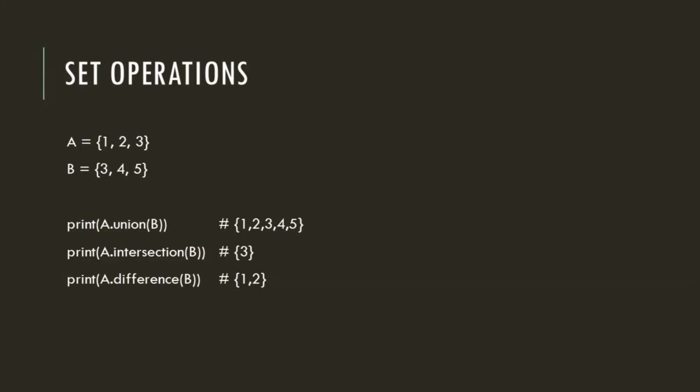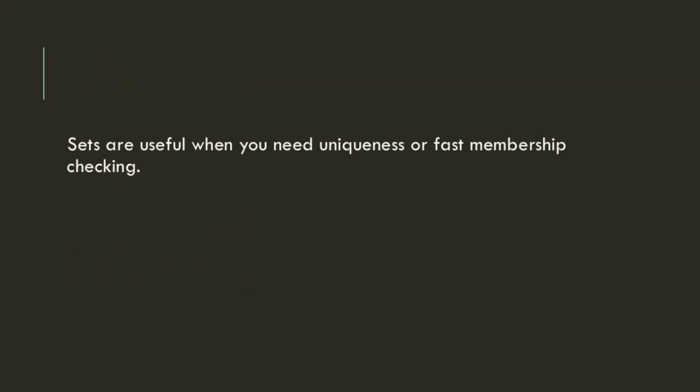This will give us 1, 2, 3, 4, 5. Print A.intersection(B) will give us 3. Print A.difference(B) will give us 1, 2. All these operations are similar to the set operations we learn in mathematics. Sets are useful when you need uniqueness or fast membership checking.